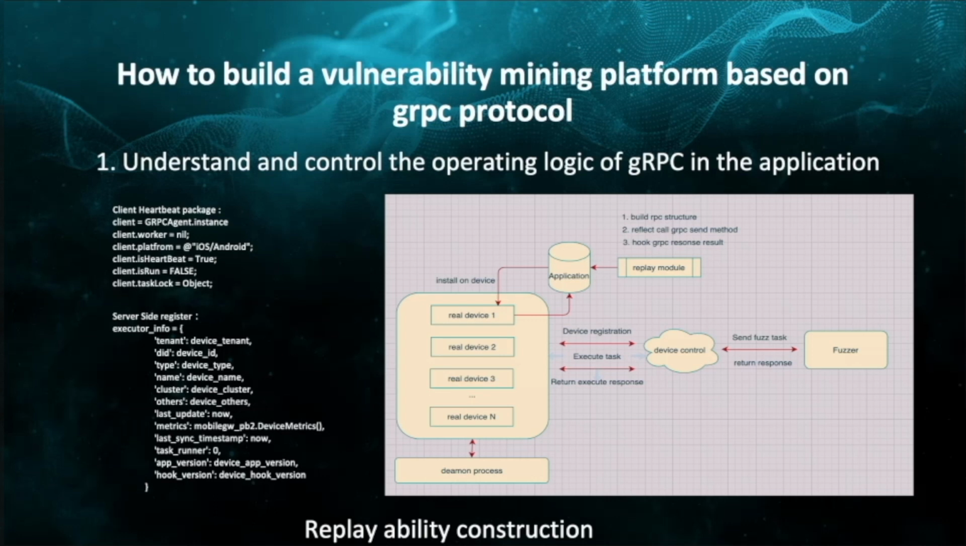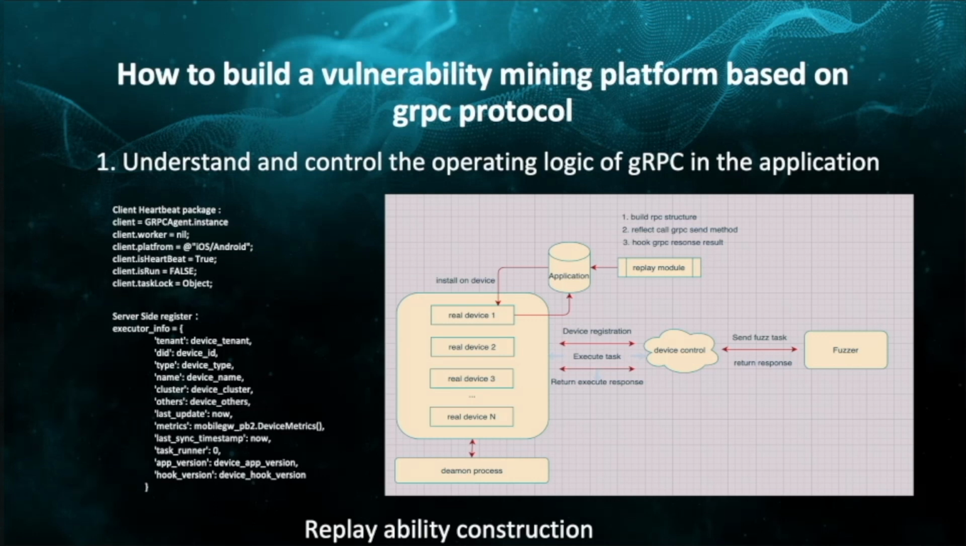Replayability construction: in order for us to schedule different applications to reply to gRPC requests more easily in the last stage, we need to build a gateway on a server and let different devices register with the gateway. On the client, there will be a heartbeat communication model that tells the gateway its own device model, device ID, and some basic information about the application, and the server will store this information.